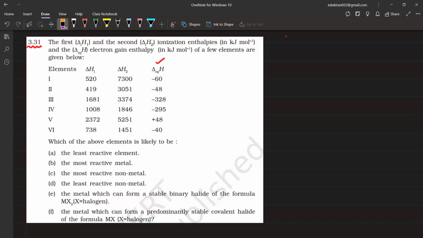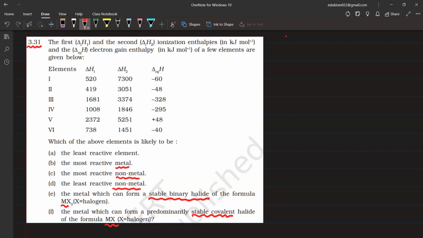And they've asked a series of questions. For example: the least reactive element, the most reactive metal, the most reactive non-metal, the least reactive non-metal, the metal which can form a stable binary halide of the formula MX2, and the metal which can form a predominantly stable covalent halide of the formula MX. So you have to identify which of these elements are in these options A, B, C, D, E, and F.